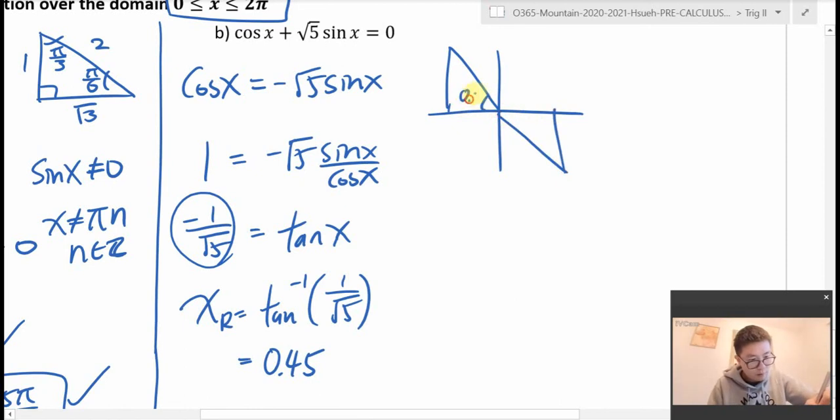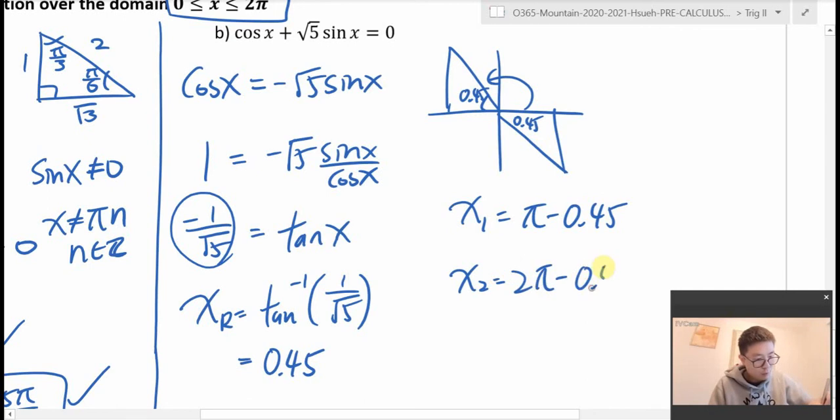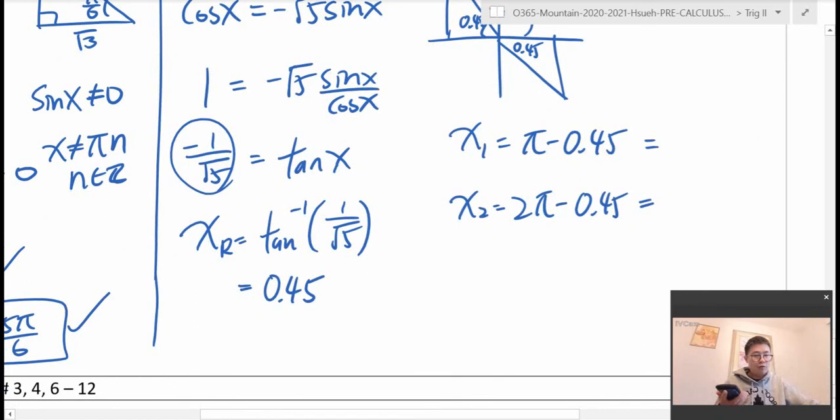Now, recall, tangent is negative in quadrant 2 and quadrant 4. So here is 0.45, and here is 0.45. So x1 would be pi minus 0.45, and x2 would be 2 pi minus 0.45. Okay, and then we simply put these values into the calculator. And don't forget, don't actually use 0.45, okay? You use the pi button and then minus, then enter on your calculator. Don't round until the very, very end.